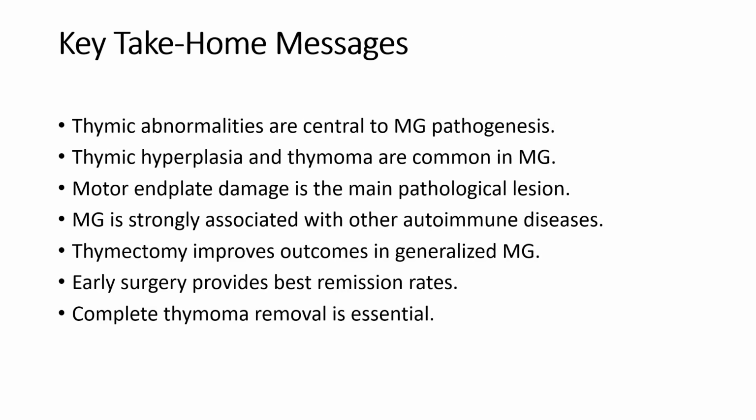Key take-home messages. Thymic abnormalities are central to myasthenia gravis pathogenesis. Thymic hyperplasia and thymoma are common in myasthenia gravis. Motor end plate damage is the main pathological lesion. Myasthenia gravis is strongly associated with other autoimmune diseases. Thymectomy improves outcome in generalized myasthenia gravis. Early surgery provides the best remission rates. Complete thymoma removal is essential for therapy.